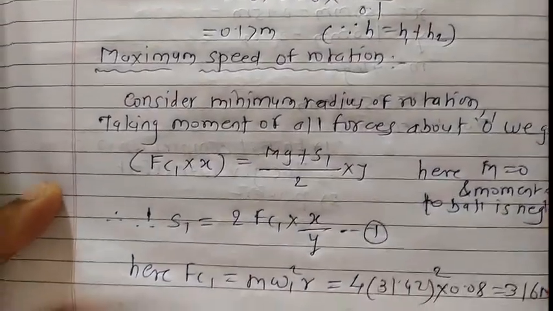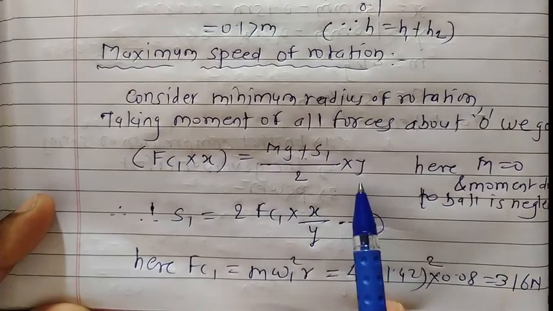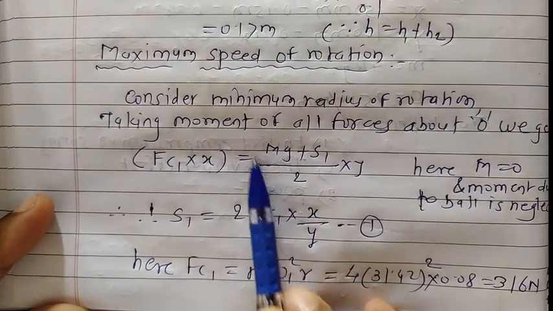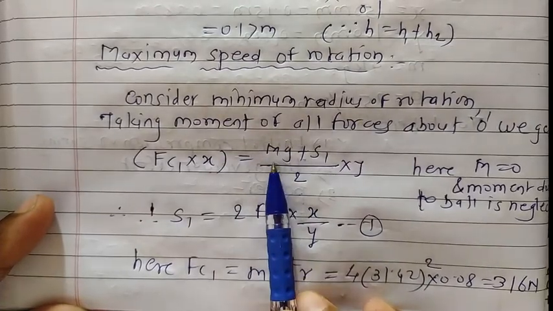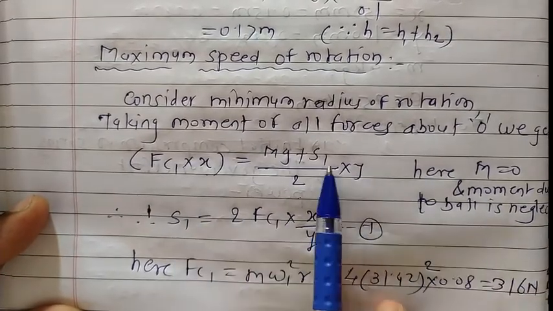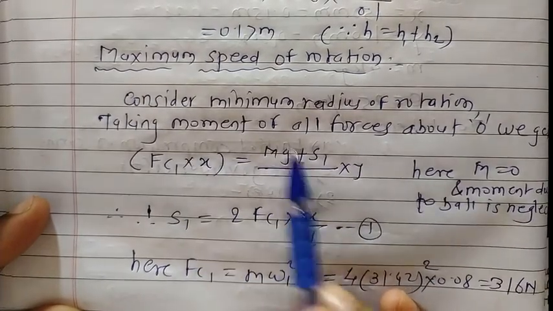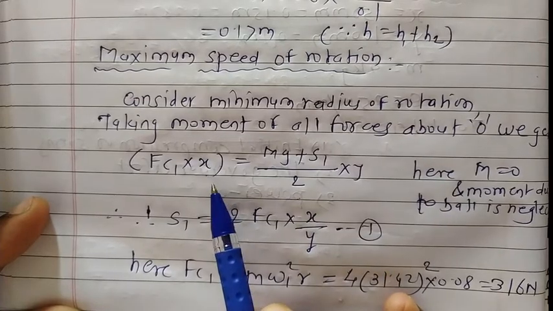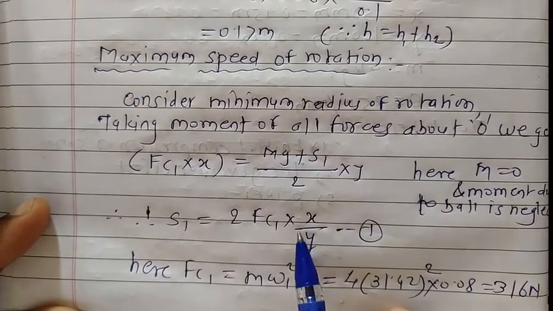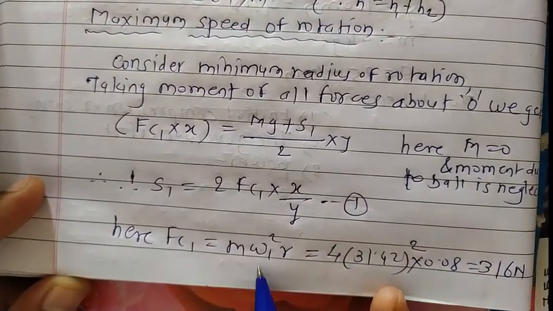In this way we get the relation Fc1 multiplied by x equals (mg plus S1) divided by 2 into y. The weight of the sleeve is not given, so just consider that as 0, and the moment because of the ball, just neglect it. Then the 2 comes to this side, and the y comes to the other side. So we get S1 equals 2 into Fc1 multiplied by x divided by y.